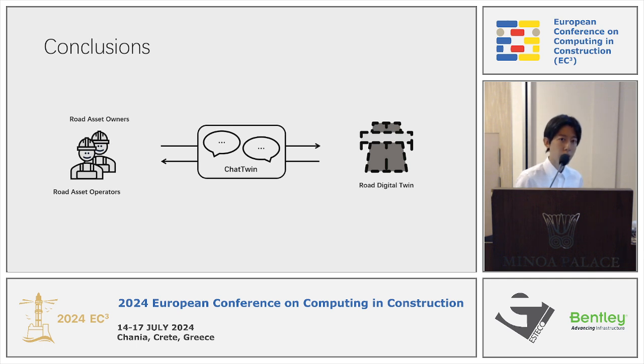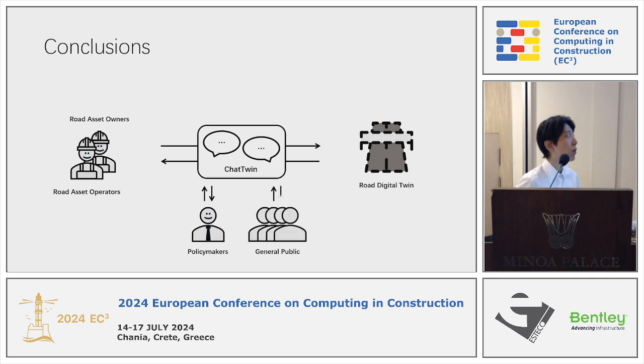This might also have some broader implications for other users as well. For example, policymakers who might need the road asset information to make policy decisions, and even the general public who might be able to use this information within the digital twin to make decisions on their use of roads, and even possibly more users because of this more intuitive way of interacting with the complicated data within the digital twin.